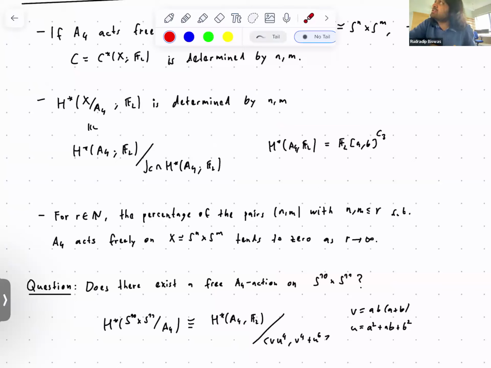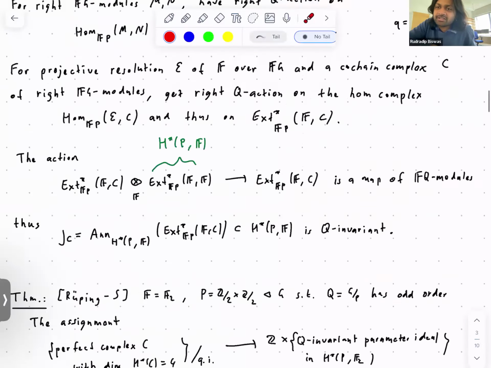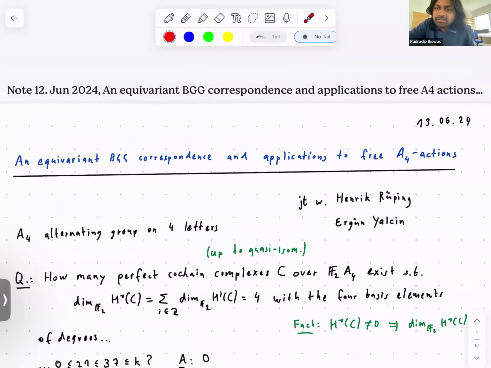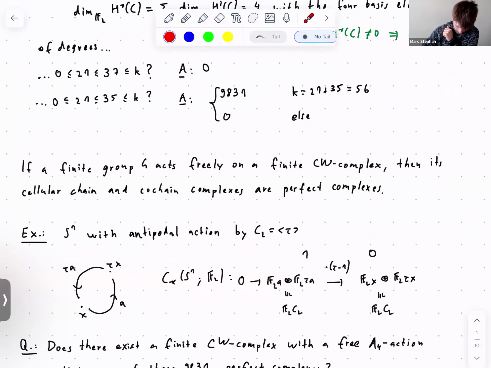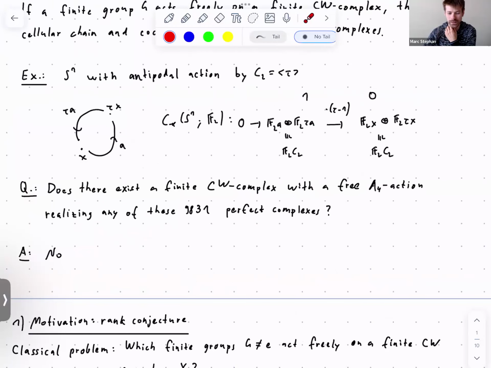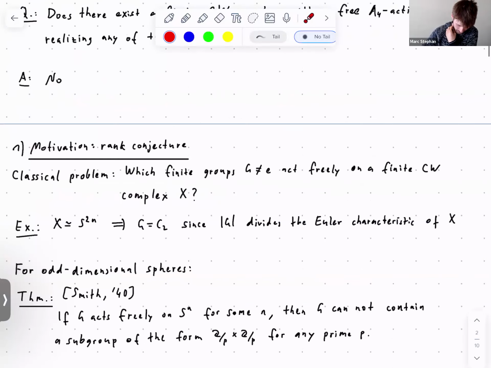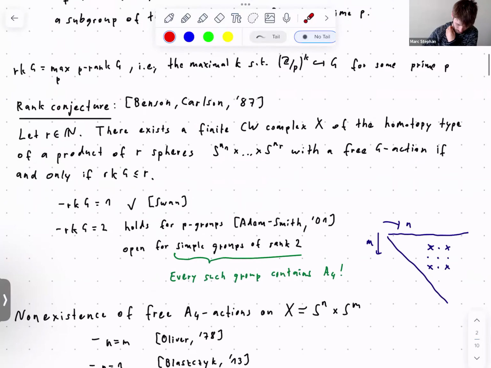Wasn't there a big theorem by Alejandro Adem and the Adem-Smith theorem about free group actions on these kinds of things? That I think you mentioned it, right? At some point. Yes, this is what I mentioned, that they proved the rank conjecture of Benson and Carlson for finite p-groups of rank 2.